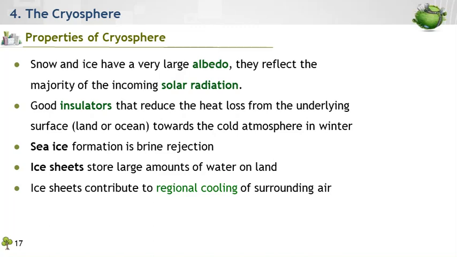On the other hand, the ice sheet is also a good insulator that reduces the amount of heat loss from the underlying surface of land and ocean toward the cold atmosphere in winter, which helps to sustain the life of many species during the winter time. In addition, the ice sheet also acts as a regional cooling engine that regulates global climate patterns.